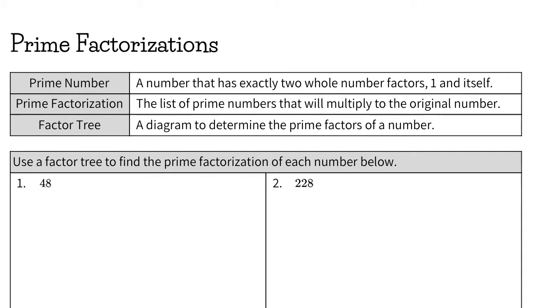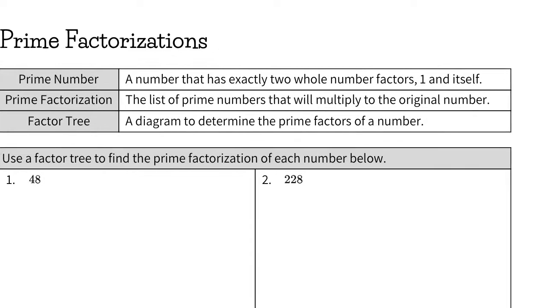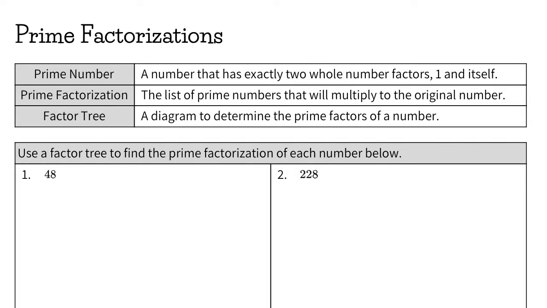Well, a prime number is a number that has exactly two whole number factors, and those factors are going to be 1 and itself. So it's important that it says whole numbers, so you can't use any decimals here. And it has to be 1 and itself.